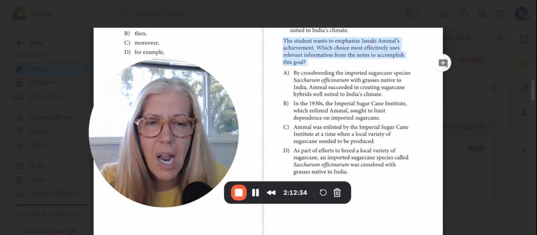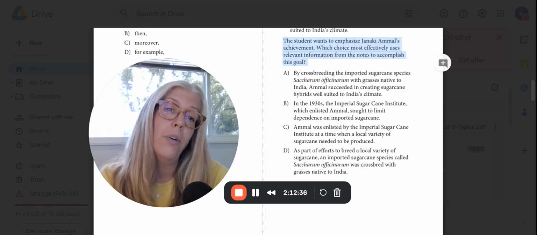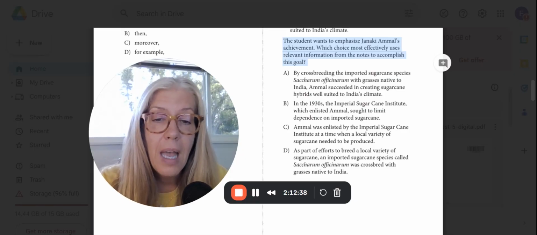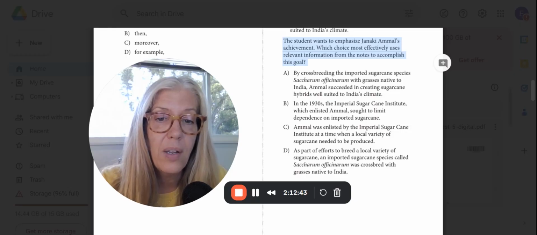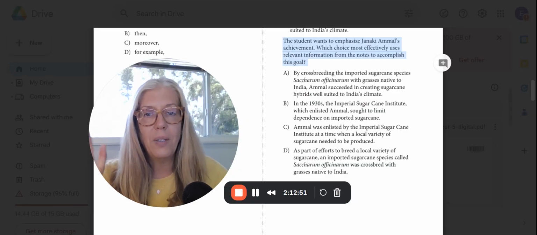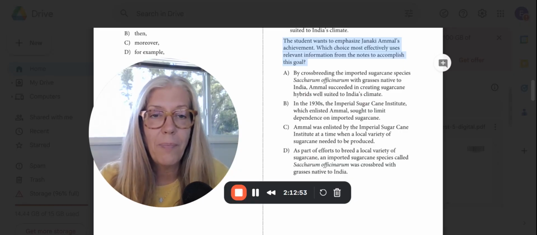That's how they hired her. That's their achievement for hiring her, not her achievement. And D, as part of efforts to breed a local variety of sugarcane, an imported sugarcane species called Saccharum officinarum was crossbred with grasses native to India. That has nothing to do with her achievement. So A is the only one that talks about her achievement.